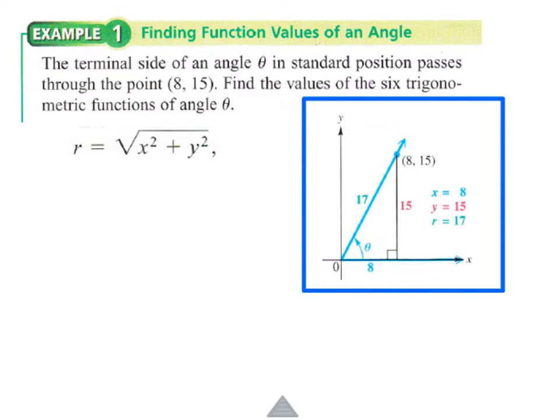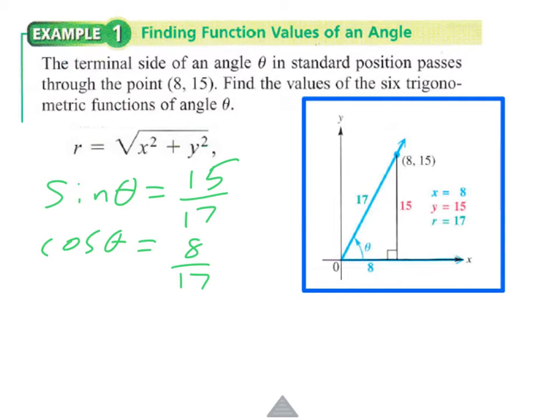Once we have all 3 of those values, it's really just a matter then of determining what the 6 trig function values are. So the sine of that theta is going to be, again, the y over r, so that would be 15 over 17. The cosine of that theta would be the x over r, x being 8, so 8 over 17. And the tangent of theta being y over x, so 15 over 8.